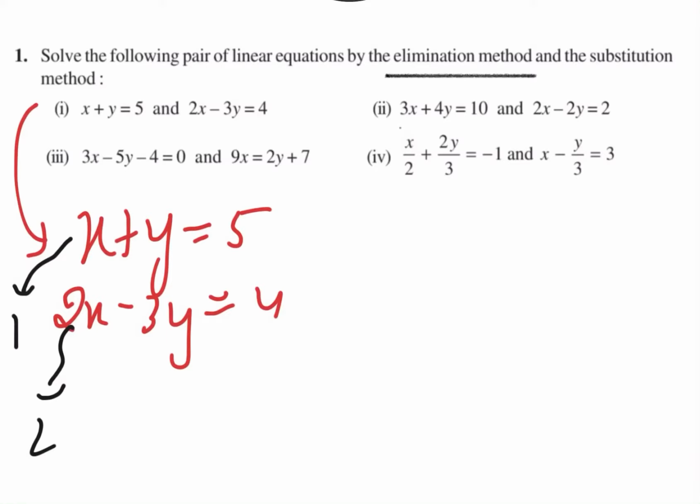Making the coefficient equal means if I multiply the first equation by 2, I would get the coefficient of x as 2. I can also divide the second equation by 2 as well. That would also give me the coefficient of x as 1. But generally we tend to multiply only because division makes the equation a bit complex. So let us multiply this equation by 2 and get the coefficient of x the same.